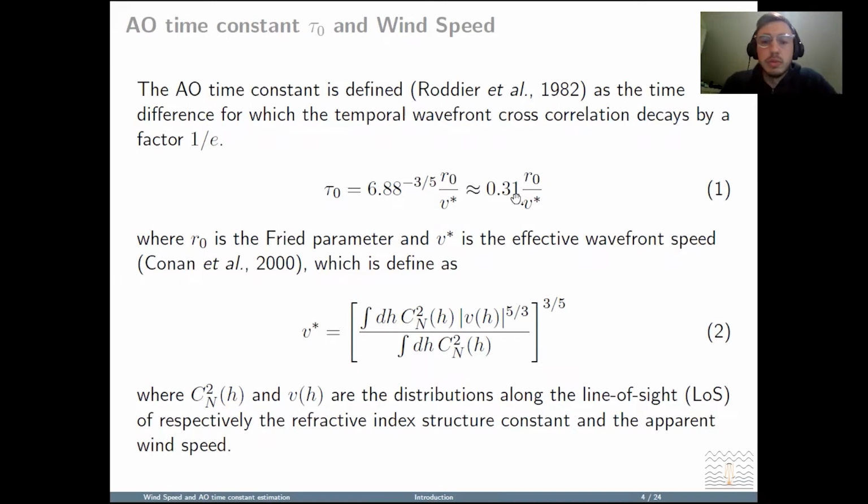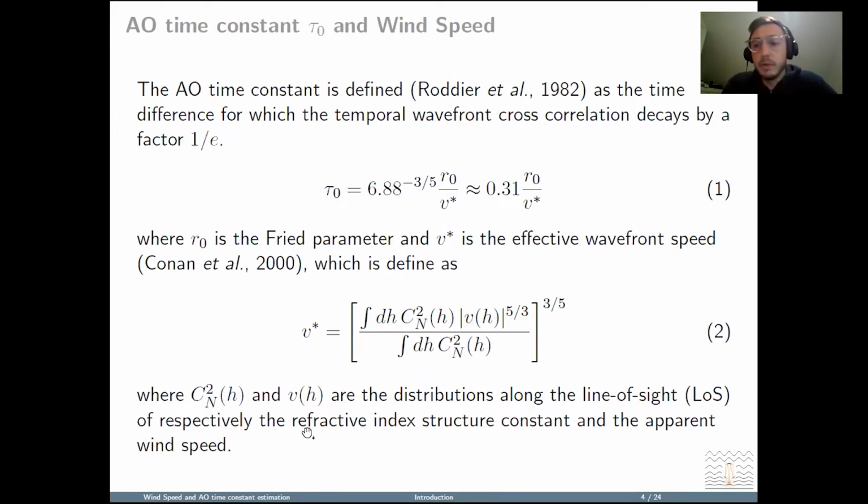Equation 1 shows how to compute it, and we need to know beforehand the r naught and the V star. The r naught is the Fried parameter, and the V star is the effective wavefront speed, computed as shown in equation 2, which is the weighted average of the apparent wind speed V and the refractive index structure constant Cn squared. So in order to compute the V star, we need to know the velocity at each height and the Cn squared at each height.